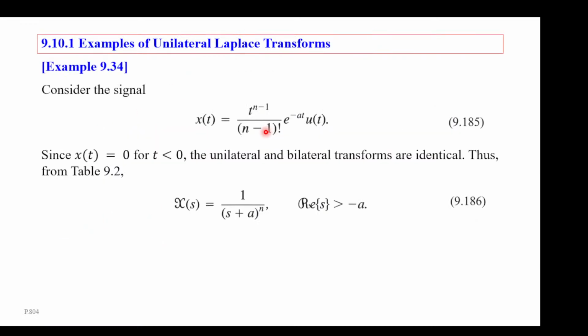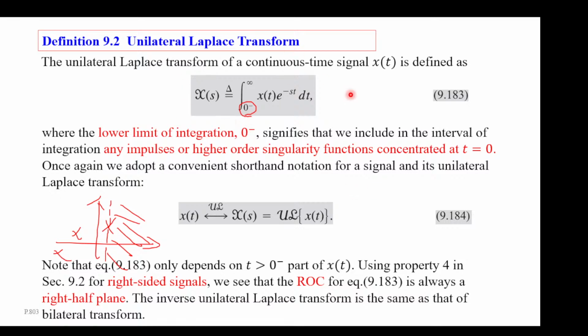Okay, first we consider this really weird signal: x(t) equal to t to the n minus 1 over (n minus 1) factorial, e to the minus at, u(t). This is a really weird signal, but we see that you have a u(t) here, so x(t) equals 0 for t less than 0. So when you apply this formula to do the integration, you see this integration is the same for either the unilateral Laplace transform or the bilateral Laplace transform.